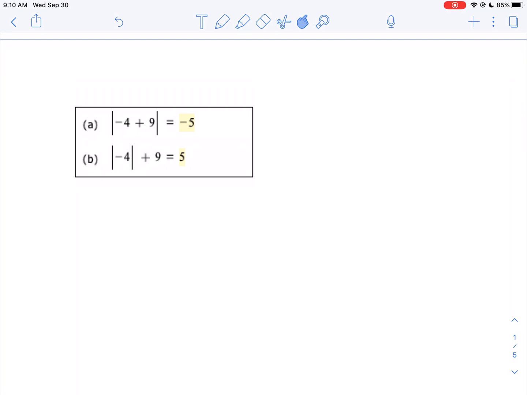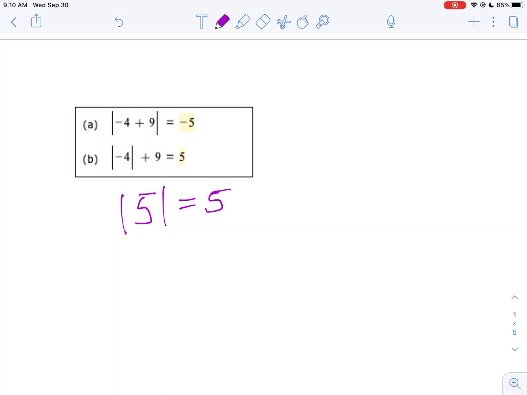Now in this one, you didn't have any work that I could see, but also I don't expect a lot of work. You have to treat the absolute value as a parenthesis, which I think is what you did. Negative 4 plus 9 is 5. What is the absolute value of 5? The absolute value of 5 is not negative 5, because it's how far is 5 away from 0? It's 5. That's all you had to do.